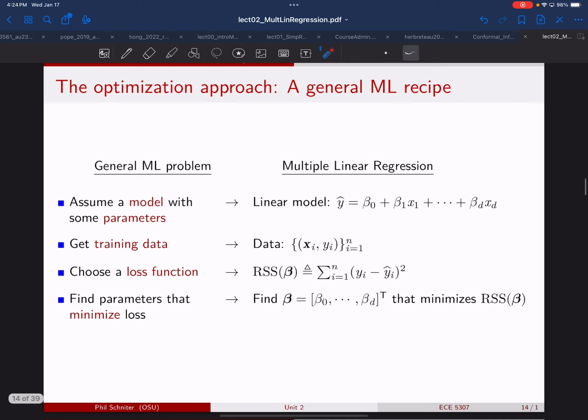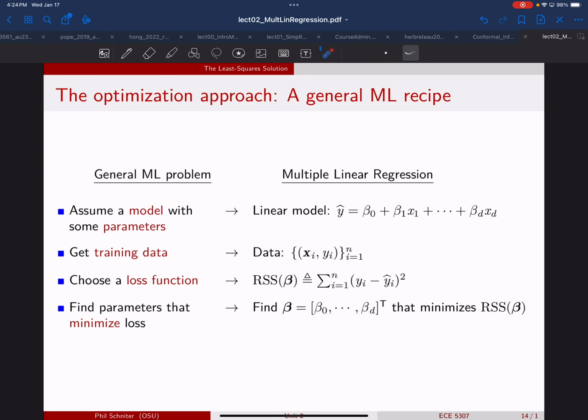All right, so essentially we're doing that same general machine learning recipe, a 4-step procedure. We start with a model with some parameters. In this case, we have a multivariable linear model. We get a bunch of training data. In this case, we have that diabetes data in the demo. Choose a loss function. In this case, we've chosen RSS as our loss function. And finally, the part we haven't quite done yet is find the parameters, the betas, that minimize that loss. So we want to find the beta that minimizes our RSS. So that's the part to do next.